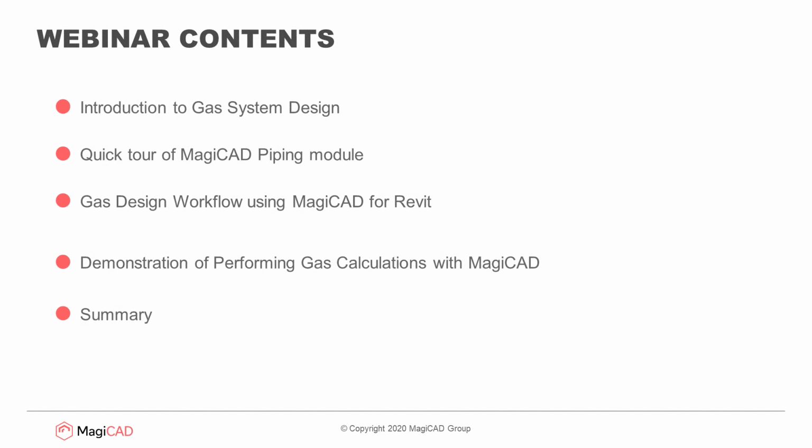Today's contents of the webinar, we're going to look at the introduction to gas system design. It's a very general overview of gas systems and the design considerations. We're going to take a quick tour of the MagiCAD piping module itself. Then we're going to look at the gas design workflow using MagiCAD for Revit. I will then give a demonstration of performing gas calculations with MagiCAD in Revit. Then there'll be a short summary at the end.